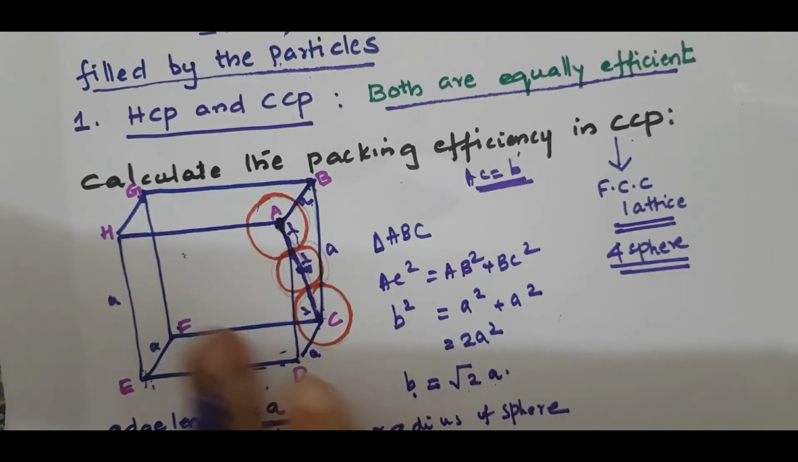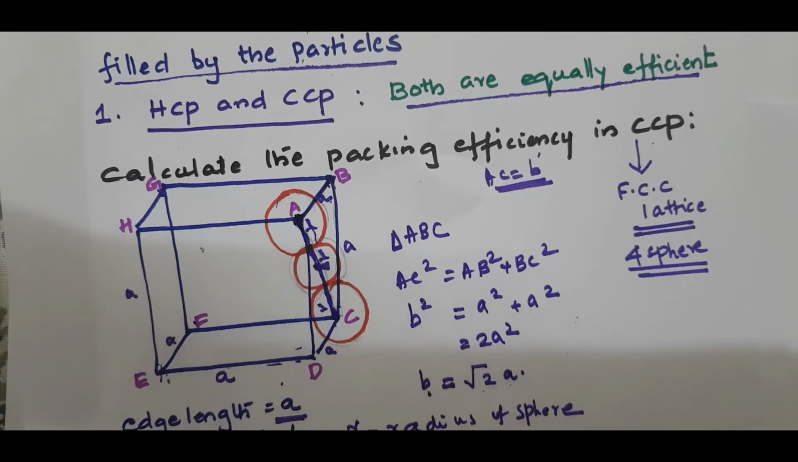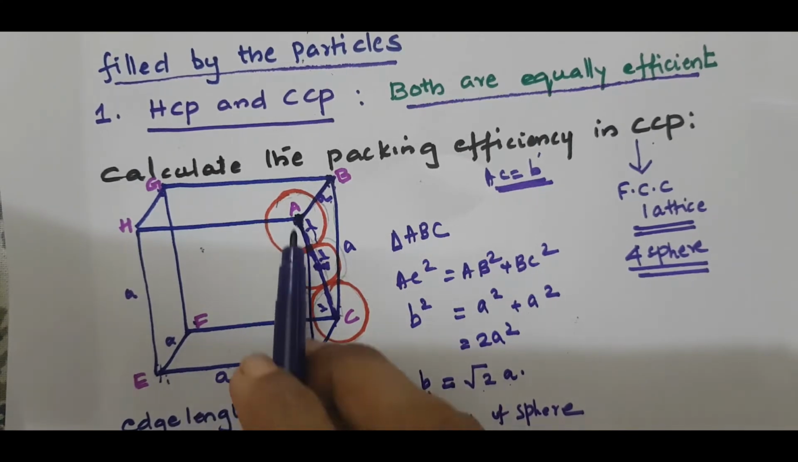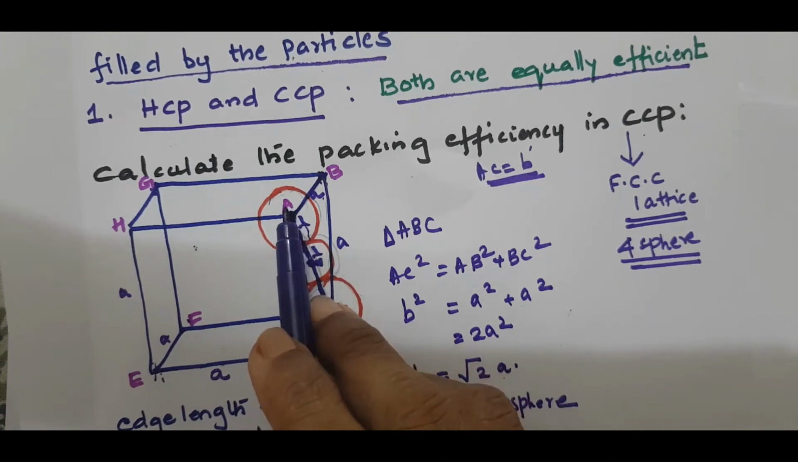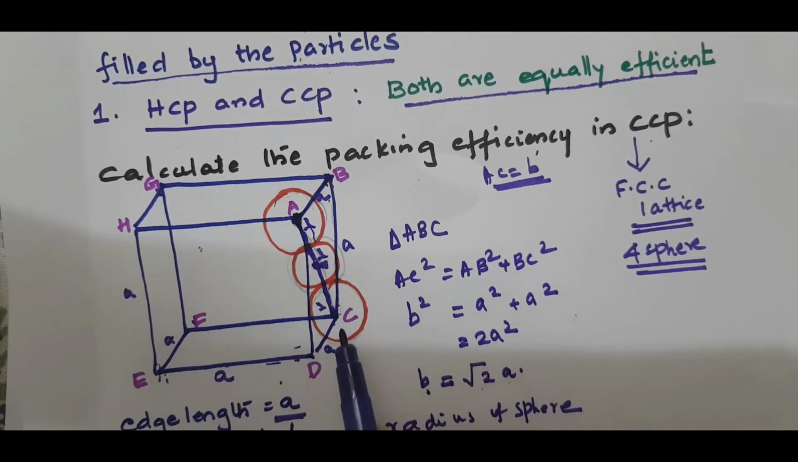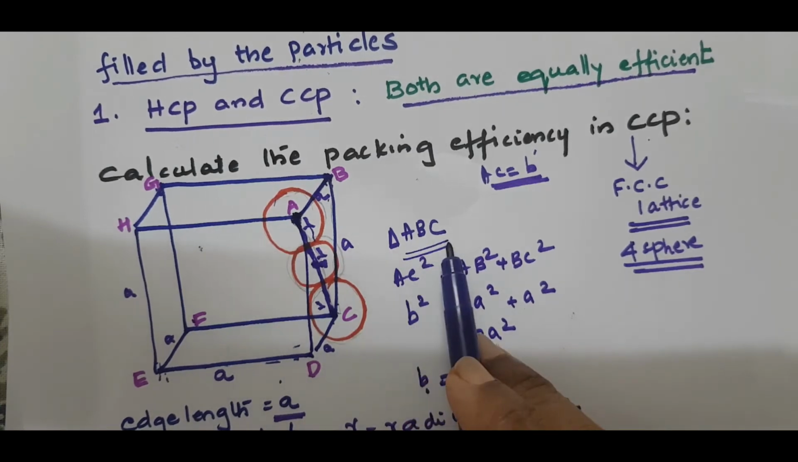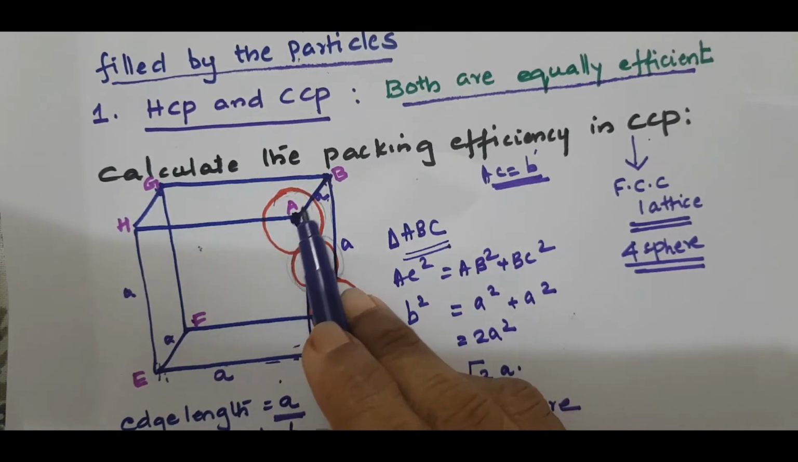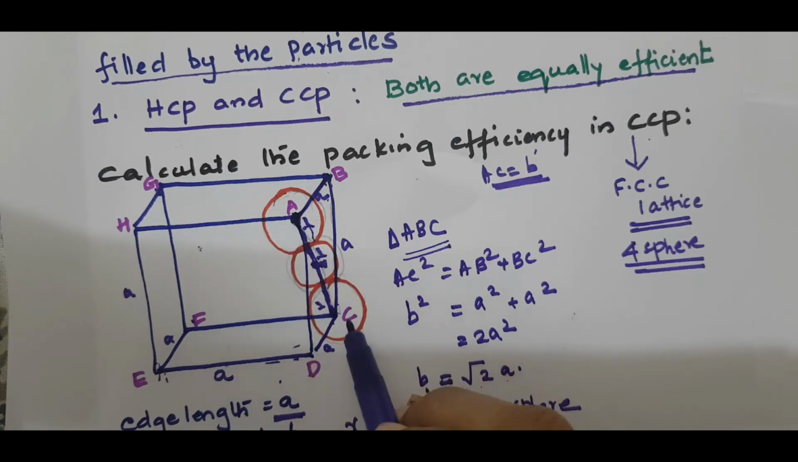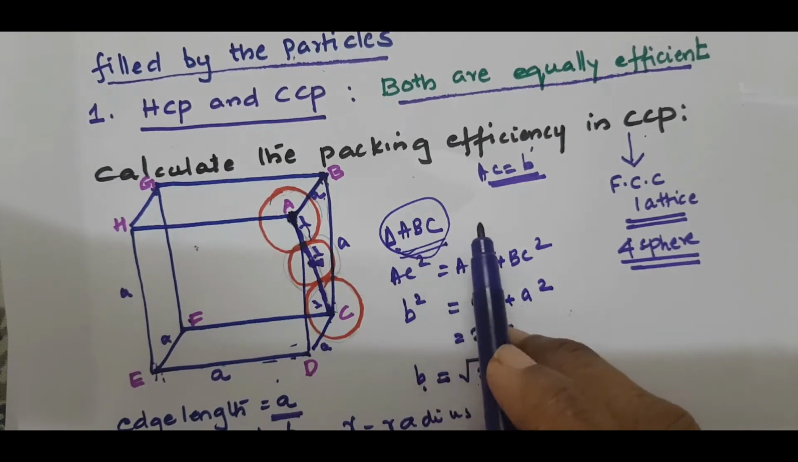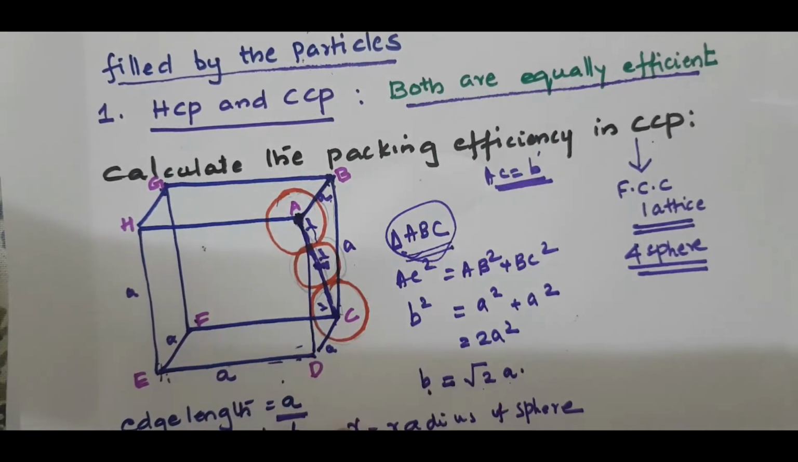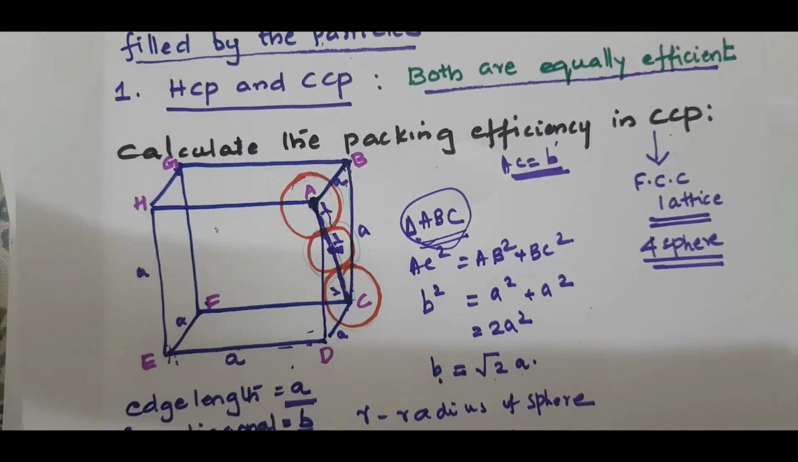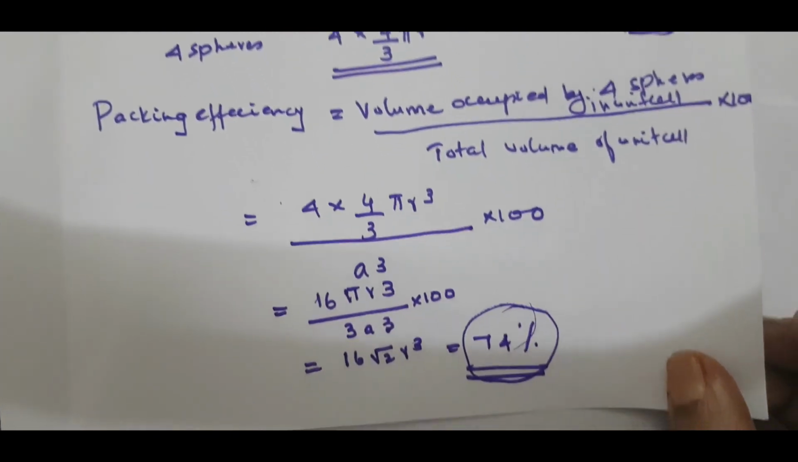So you will go through the diagram. You have to take two things: one is the edge length as A and the face diagonal. Keep in mind whatever labels you give, A, B, C, D, you have to consider that triangle, or if you put G, H, F, you have to change accordingly. In the textbook it is given like this. So what is the packing efficiency in a CCP? It is 74%.